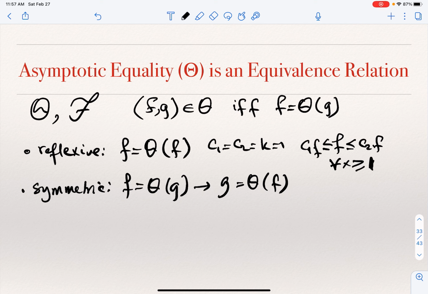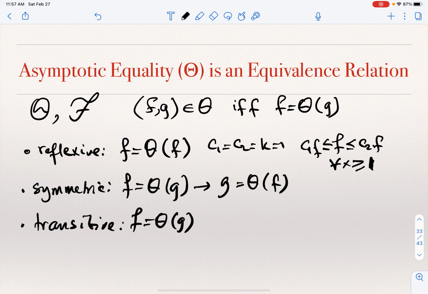If f is theta of g, it means that there exist constants, c1 and c2 and k, such that f is bounded from above and below by c2 times g and c1 times g. Then we can bound g from above by 1 over c1 times f, and from below by 1 over c2 times f, and so on for every x greater than k. And it is, of course, transitive. So if f is theta of g and g is theta of h, then f is theta of h.